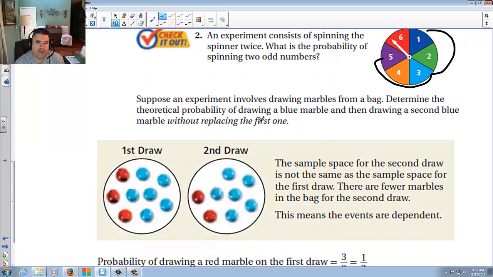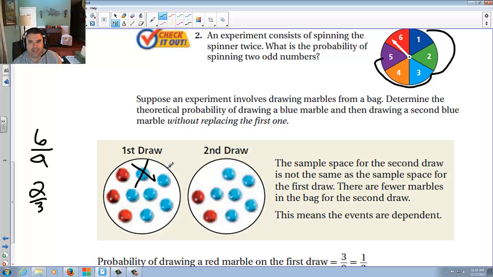Suppose an experiment involves drawing marbles from a bag. Determine the theoretical probability of drawing a blue marble and then drawing a second blue marble without replacing it. So for the first draw, take a look at the blue. We have 1, 2, 3, 4, 5, 6 out of 9. So the first time I have a 6 out of 9 chance of getting a blue marble. That would be 2/3, by the way. However, if I took a blue one away, that's now missing.